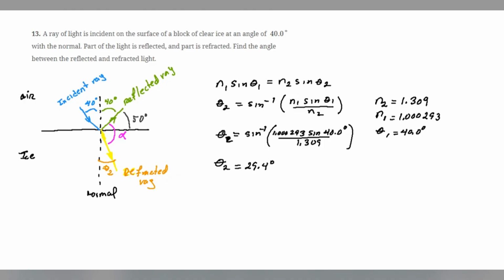Now, since the angle between the normal and the boundary between the two surfaces is 90 degrees, then if I find the angle between the refracted ray and the boundary between the two surfaces, I will say that this angle will be 90 degrees minus 29.4 degrees. 90 degrees minus 29.4 degrees will be 60.6 degrees.